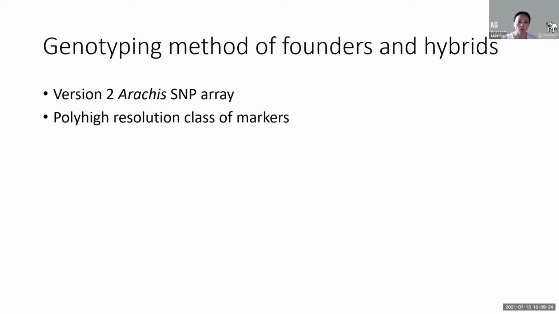As I said, all of our material was genotyped using the version 2 Arachis SNP array. For the next slides of data, we use the polyhybrid resolution class of this array because it presents the best quality data.